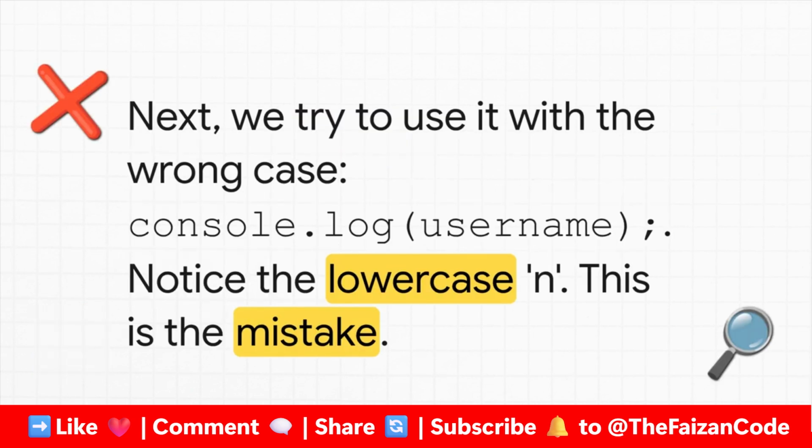Okay, step two. Now we want to use that variable. Let's try to print it out with console.log(username). Uh-oh. See what happened? Look really closely. We typed username with a lowercase n. Now, you and I are smart. We know exactly what we meant. But what does the computer see?